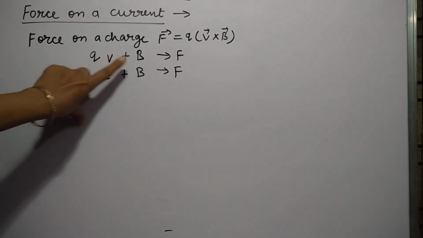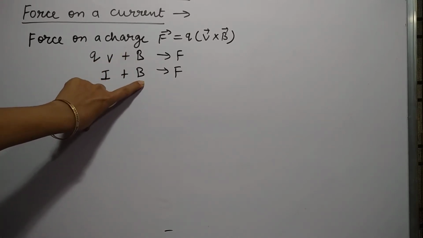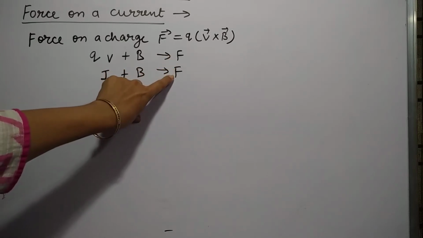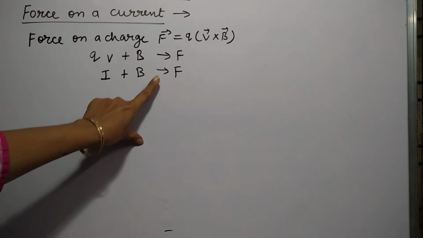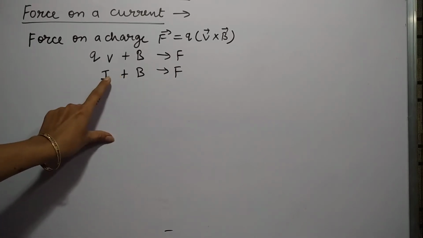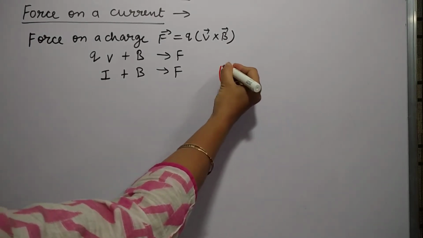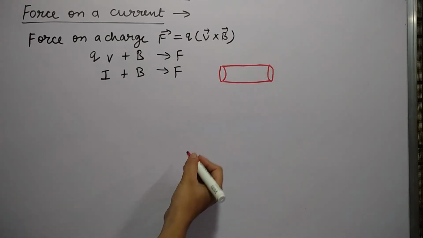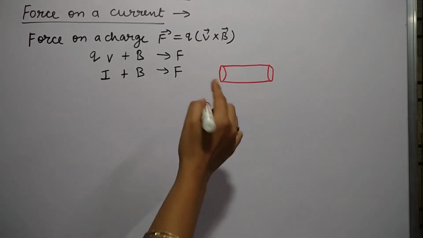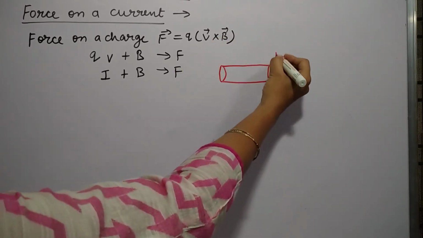Whether a moving charge is present in magnetic field B or a current is present in magnetic field B, they both experience the force. So with the help of the same formula, we are going to now get the force formula in terms of current. So let us draw a conductor. Suppose we are given a conductor, this way. Now this conductor is having current also and it is present in magnetic field B also.